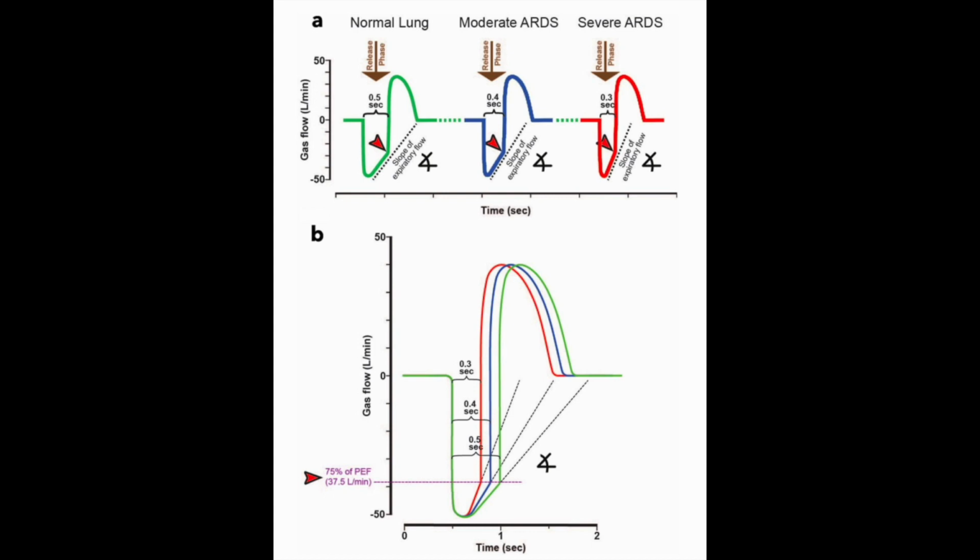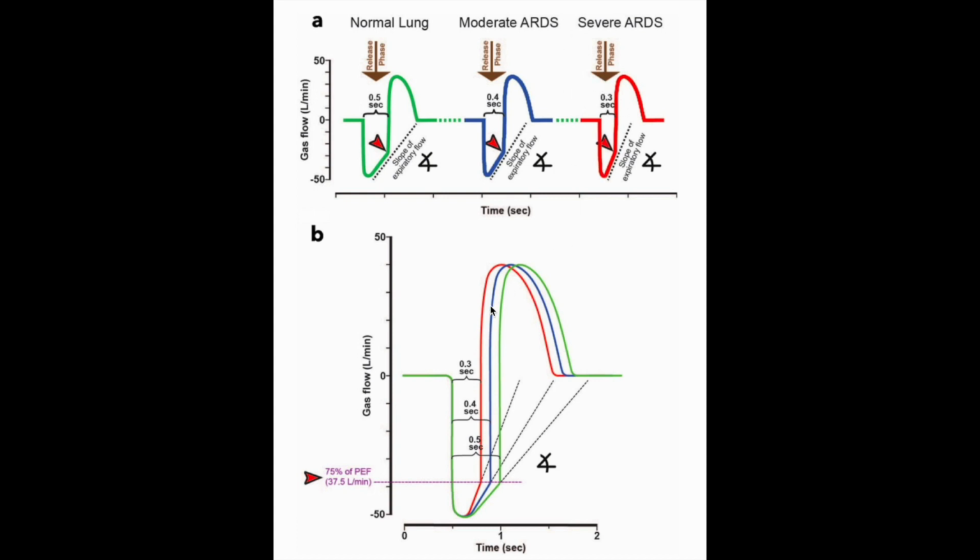So how do we tailor this? There are three basic steps. The first is, this is the normal, where you see the slope is like this. As in the moderate ARDS, as the airways collapse more quickly, the flow reaches the point faster and your slope is increased, and you have a steeper slope in severe ARDS.